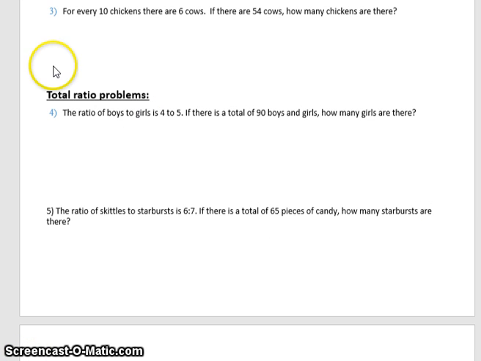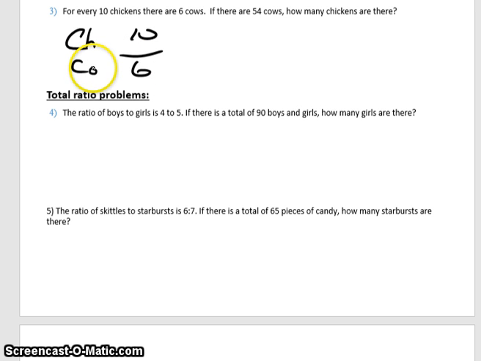All right, the last one in this section: for every 10 chickens, there are 6 cows. So 10 to 6. 10 comes first, 6 comes second. 10 what? 10 chickens. 6 what? I don't want to write it all out, so I'm going to do a CH for chicken and a CO for cow.